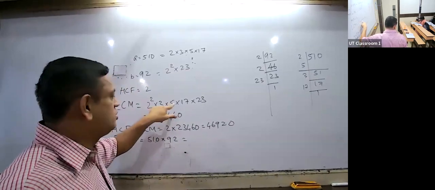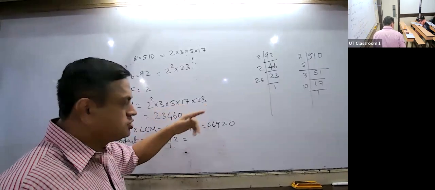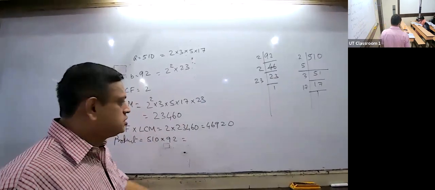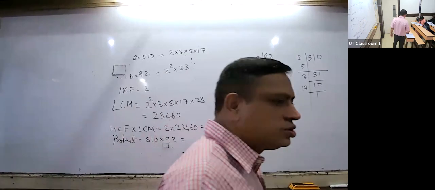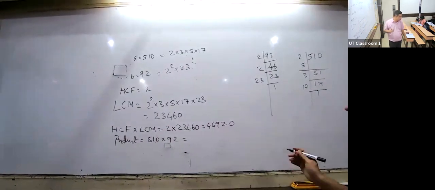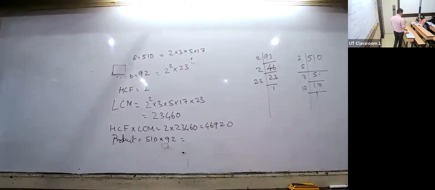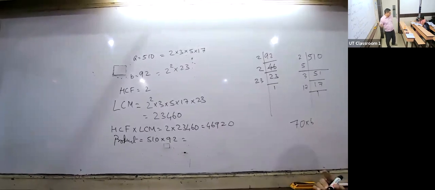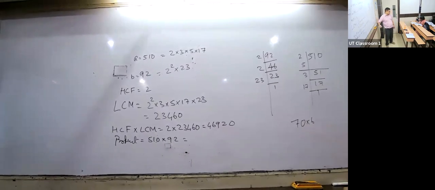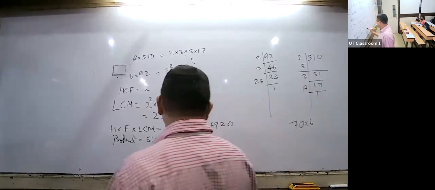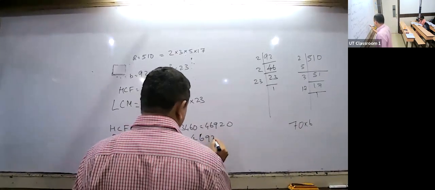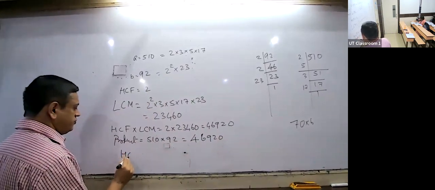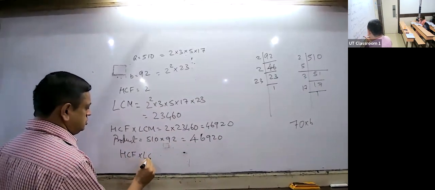3. Sir, now please tell now. 12, 5s are 60. 60 into 17 is 1020. Understood or not? You multiplied 102 into 23 now. If it is 70 into 6, how do you multiply? 7 and 6. I put 1. Verified. So this is equal to 46920. Therefore, the answer is HCF into LCM is equal to product.